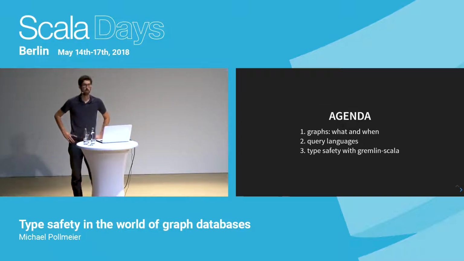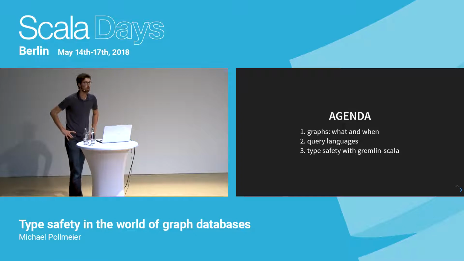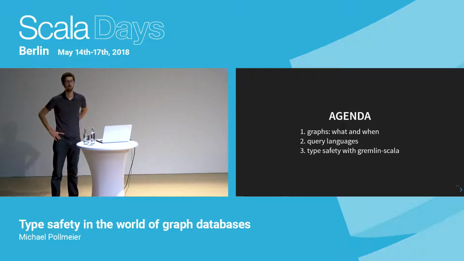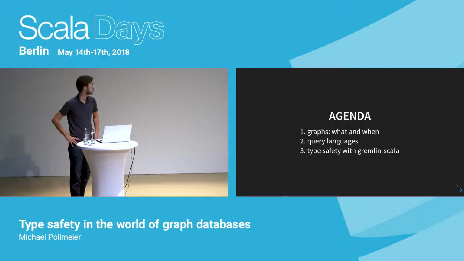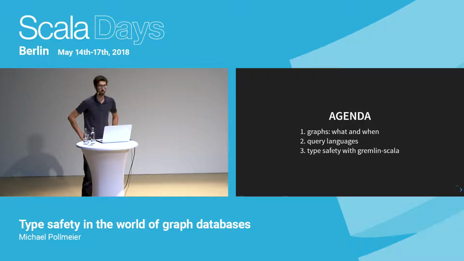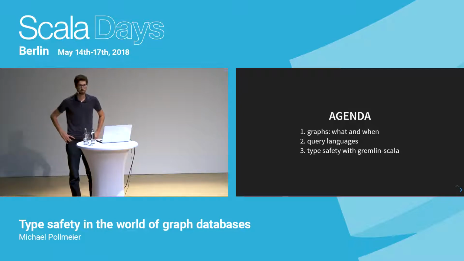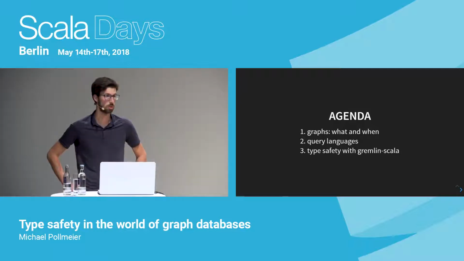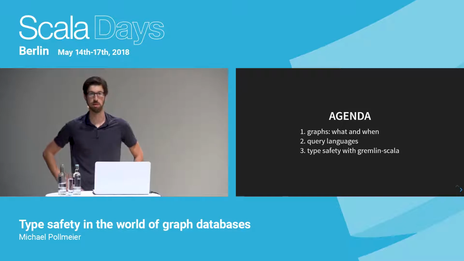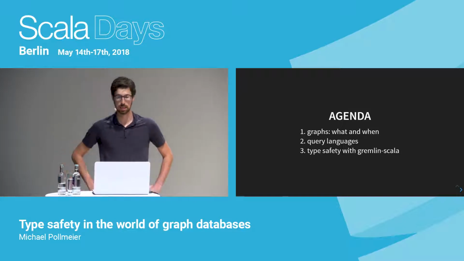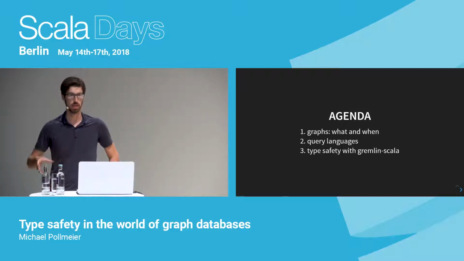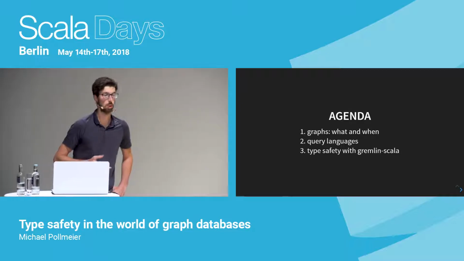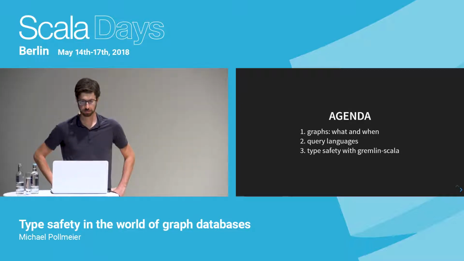So basically, in this talk, I'm firstly going to go over what a graph database is and where the differences are to relational DBs, and when you might want to use them. Then I'm going to go over a few query languages that you can use to actually write your traversals or queries to get some data or information out of the graph. And then the main part is going to be on GREMLIN Scala, which allows you to write your queries in a type-safe way, and how you can do that.